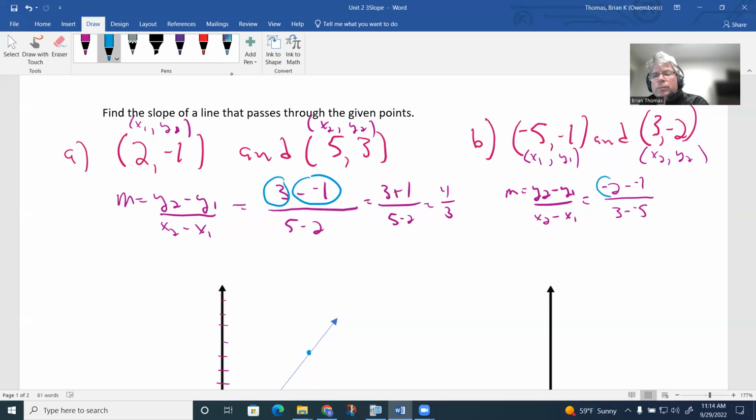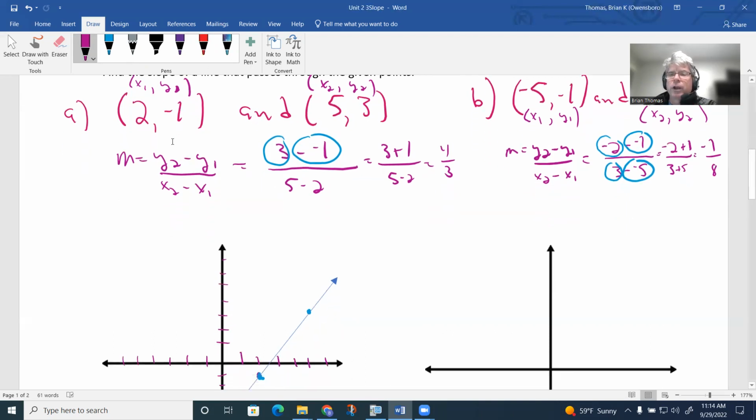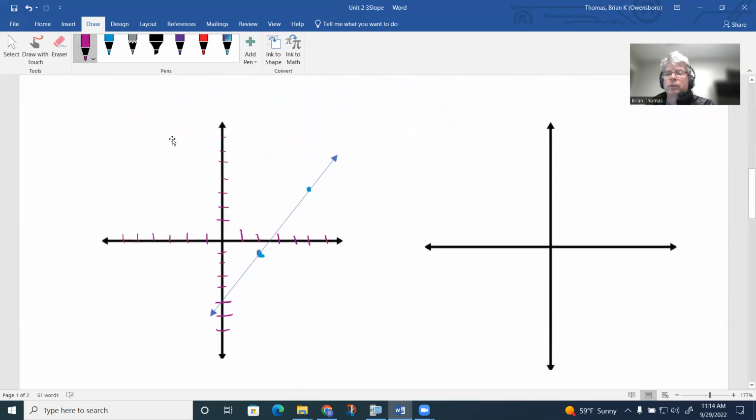So if I circle, I can see this a little better. On the top, I have a -2 and a +1. And on the bottom, what I'm seeing is a 3 and the opposite of a -5, so it means 3 and a 5 on the bottom. So that means we're going to end up with a -1 over 8 as our slope. So again, to graph it, we have this -5, -1. So let me make some tick marks here.